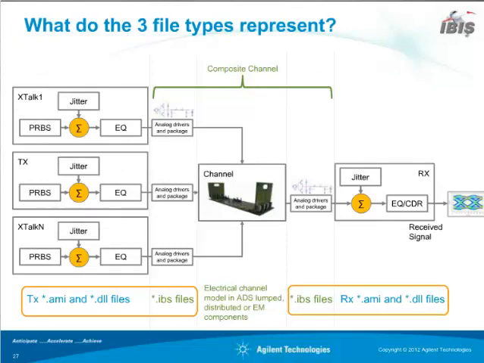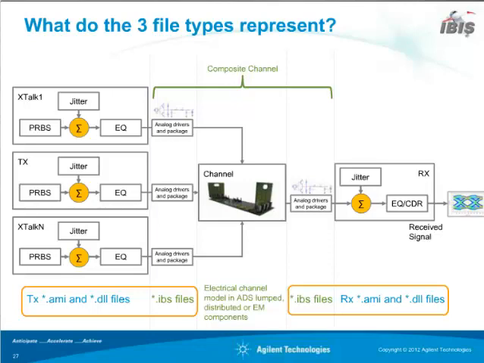Looking at what those files represent from a diagram perspective, so you get a handle on where they fit in. If you look at the diagram here, you'll see on the left side there are three transmitters. One is the primary transmitter, and there are two aggressor transmitters. On the far side there is the receiver, and in the middle there's the channel. You can see that there are algorithmic models associated with the AMI files and the DLL files. The IBIS files are lumped into the composite channel along with whatever the channel description is that you have. So that's what the files represent from a systems perspective.